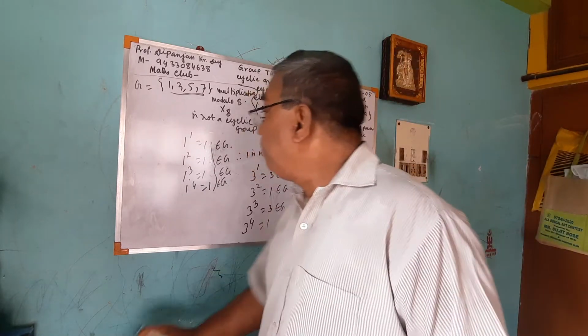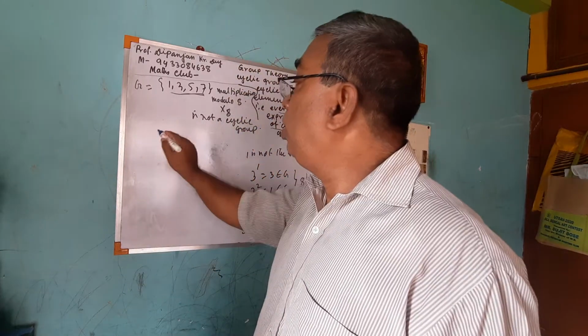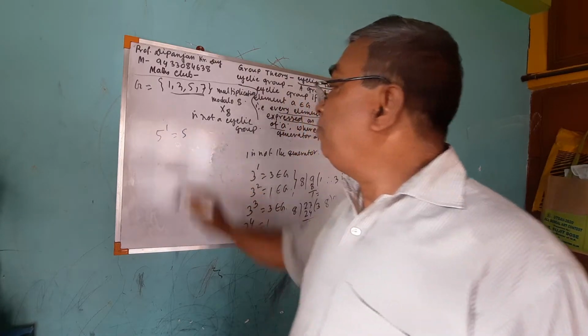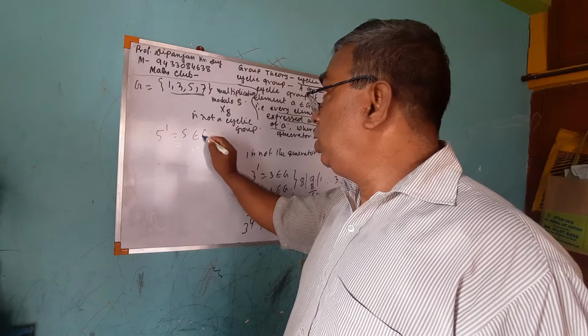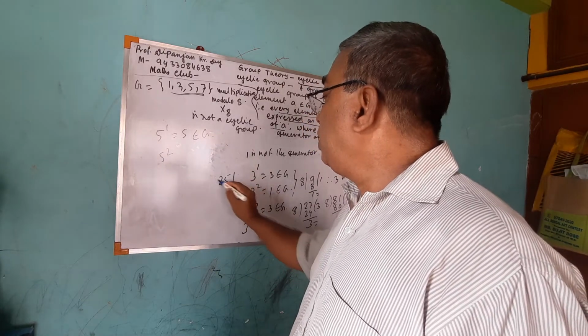Similarly, suppose I am saying 5 is the generator. Then 5 to the power 1 is 5, which belongs to G. 5 to the power 2 is 25. 25 divided by 8.